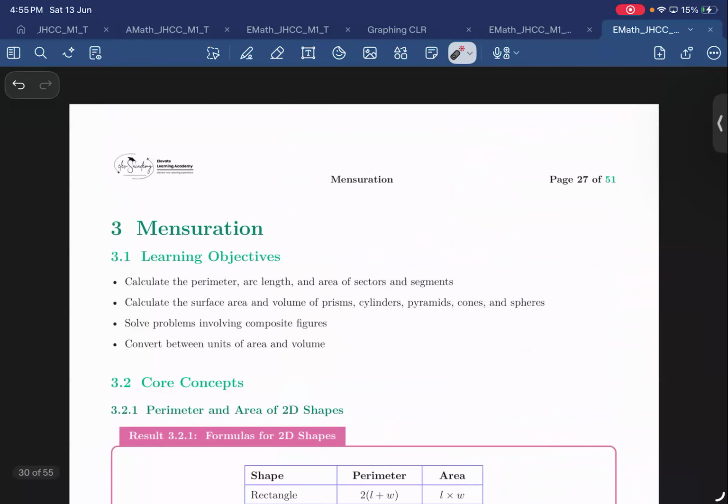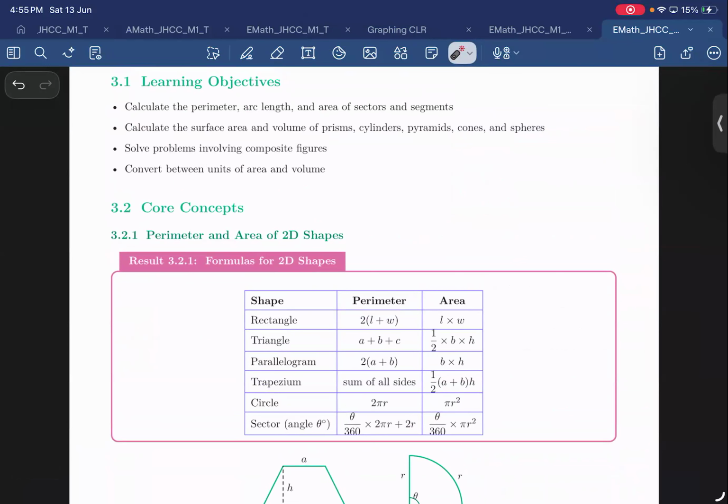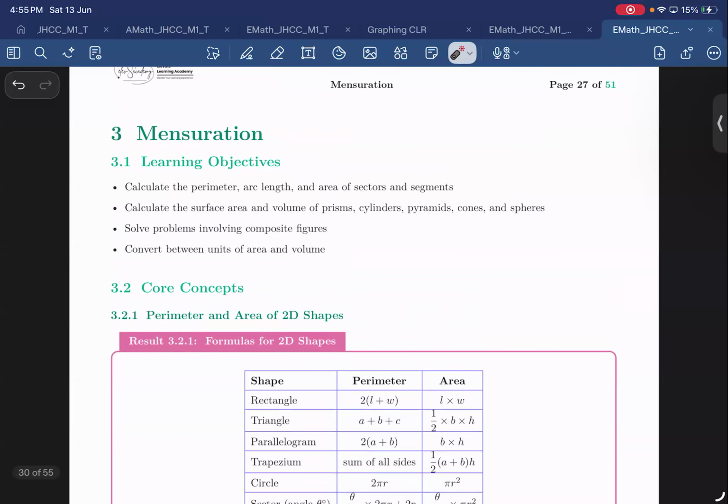Okay, then we move on. This is a pretty simple topic. I think most people shouldn't have too much issue with it. It's called mensuration. Basically you want to calculate the perimeter, arc length, area, sector, surface area, volume, and solve problems that have multiple of these things combined together. Like they give you a water bottle design, maybe a sphere and a cylinder, then calculate the volume and the surface area. Then lastly, convert between units of area and volume.